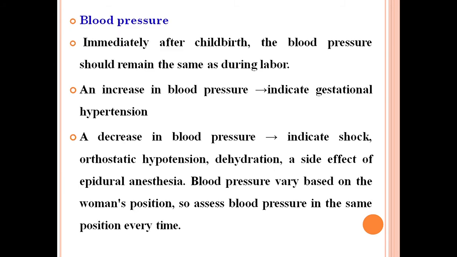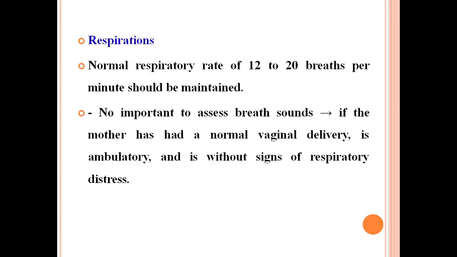Blood pressure. Immediately after childbirth, the blood pressure should remain the same as during labor. An increase in blood pressure indicates gestational hypertension. A decrease in blood pressure indicates shock, orthostatic hypotension, dehydration, a side effect of epidural anesthesia. Blood pressure varies based on the woman's position, so assess the blood pressure in the same position every time.